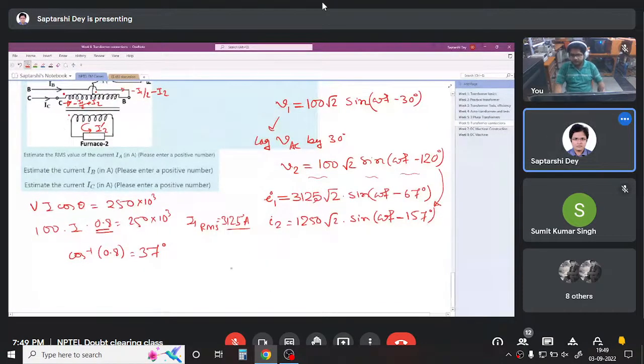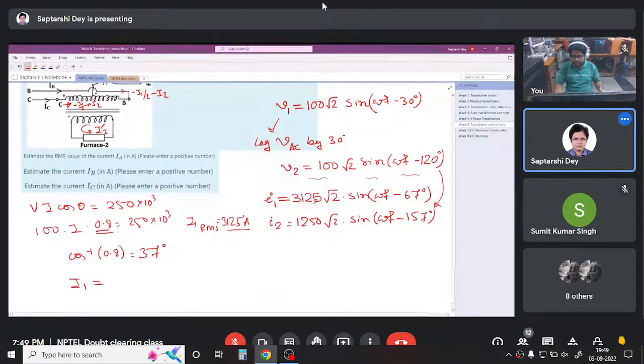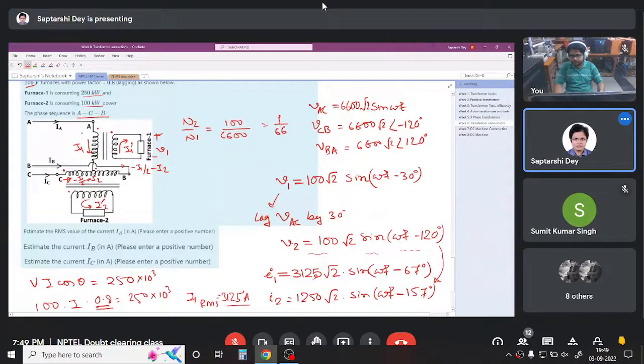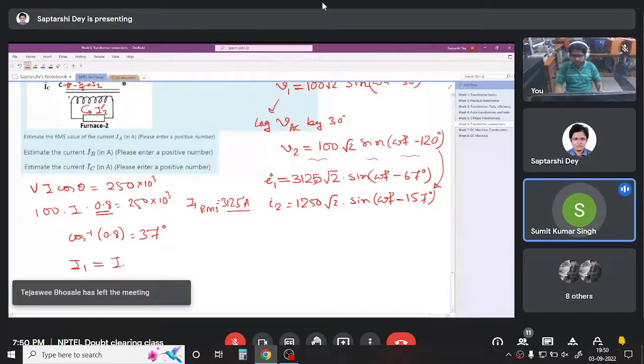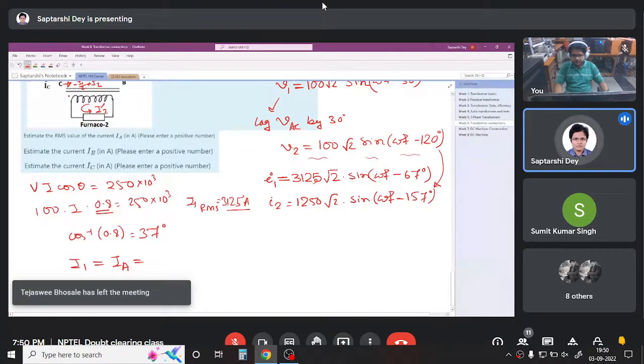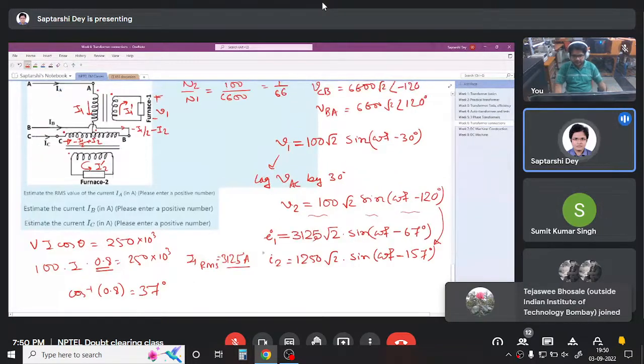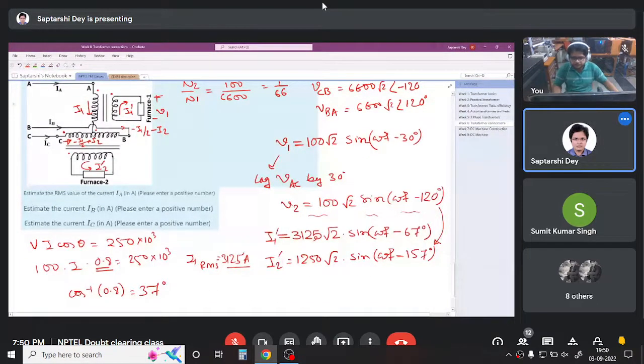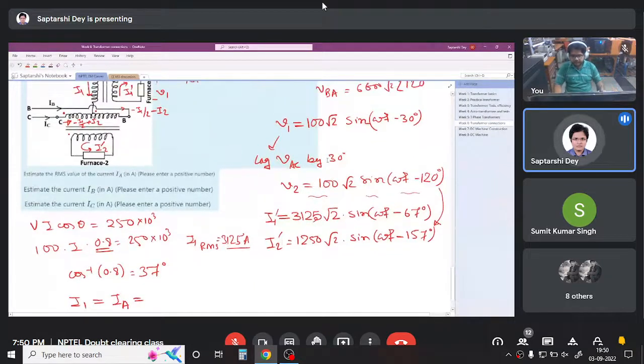So what is I1? I1 is this. It is IA, na, sir? IA. I1 is IA. So it will be the reflection of that I1 dash. Oh, I am actually mixing up things now. This is nothing but I1 primed what I wrote here. First load, second load. So I1 is IA, which is nothing but reflection of this.